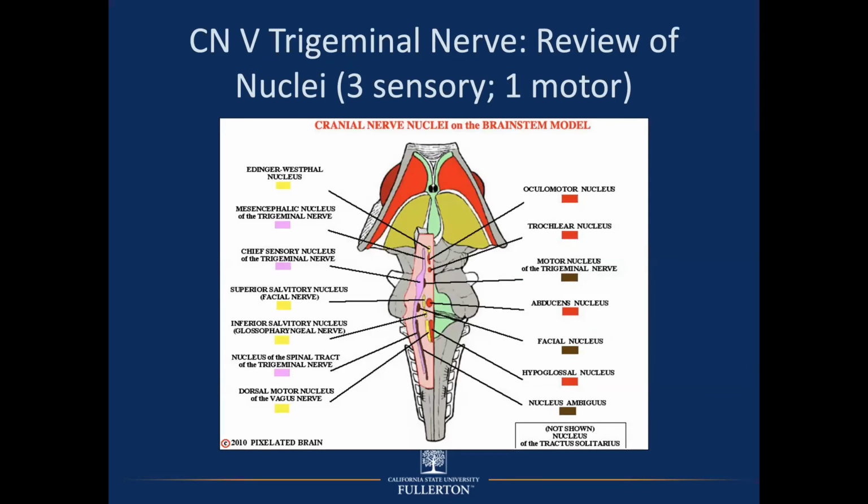Okay, now I just want to show the location as a reminder again of the sensory nucleus that we're talking about. Here's the mesencephalic trigeminal nucleus in the midbrain, the main sensory nucleus of the trigeminal in the pons, and then the long tail extending down into the medulla for pain and temperature. We're concerned with this. All right.